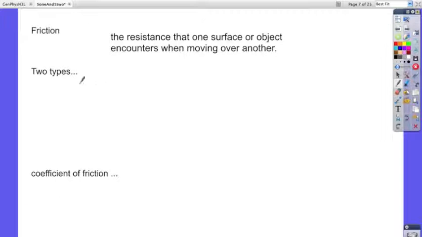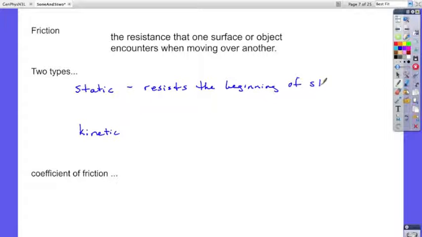There are two types of friction. There is static friction, and there is kinetic friction. Static friction resists the beginning of sliding, while kinetic friction resists sliding.